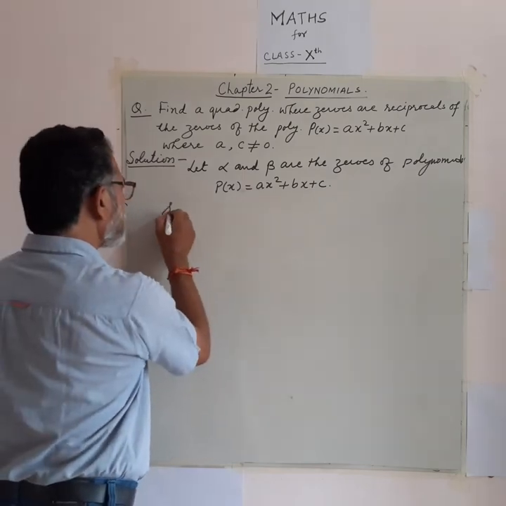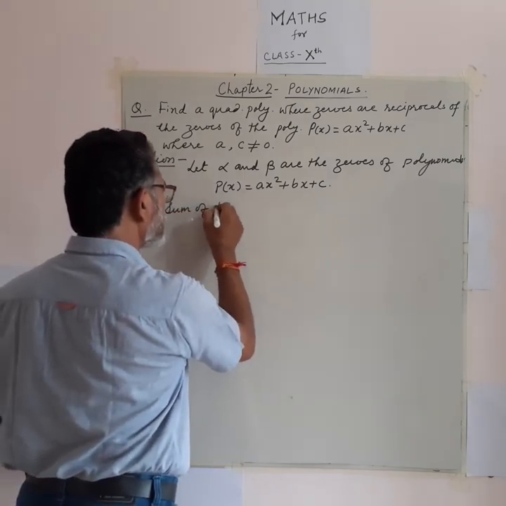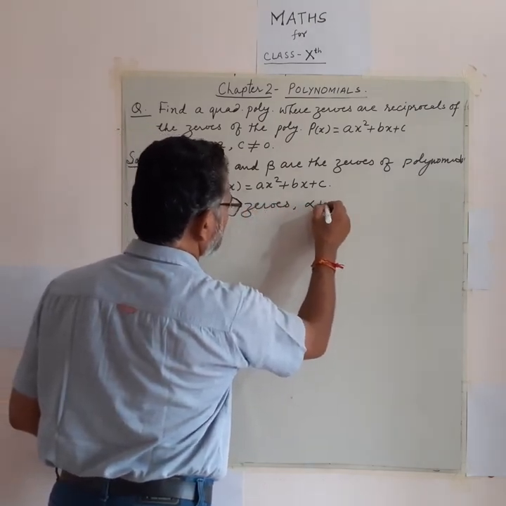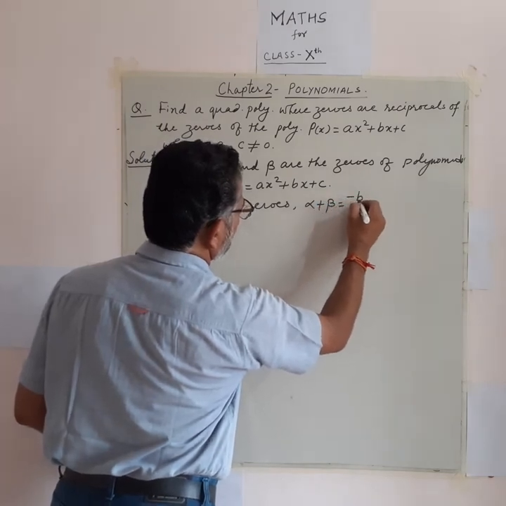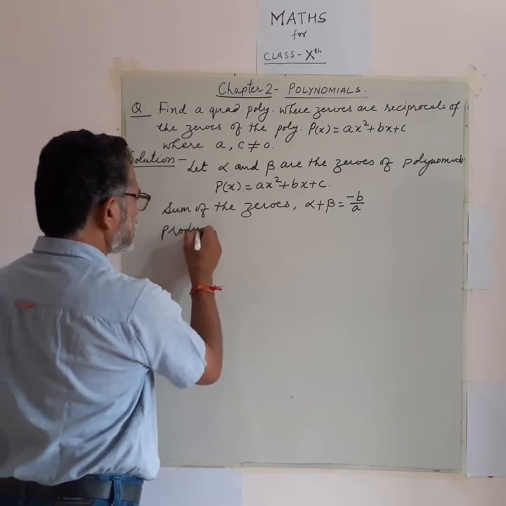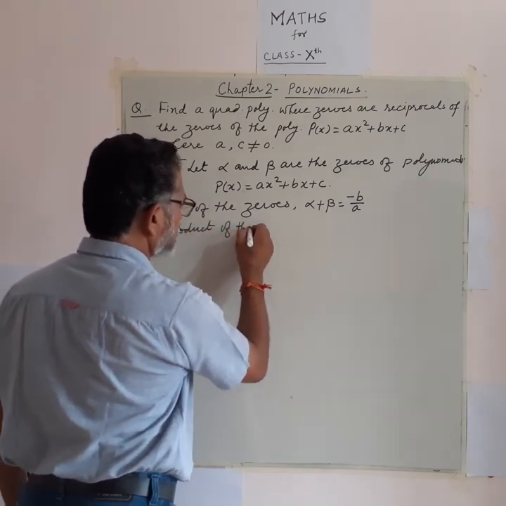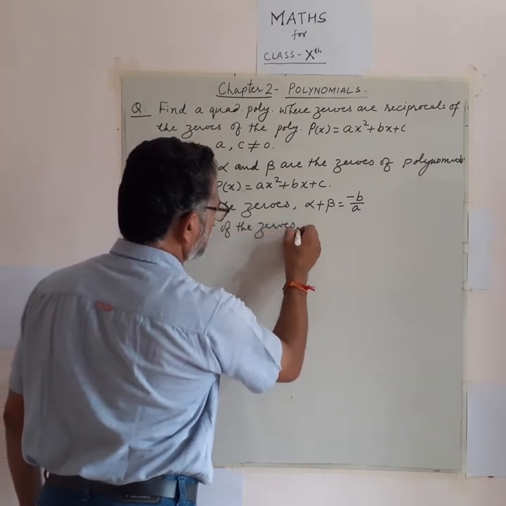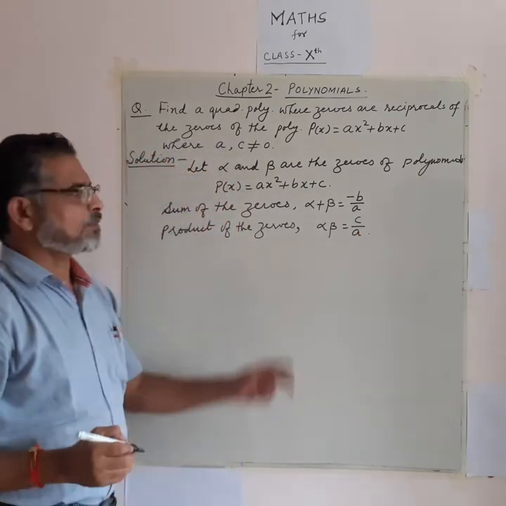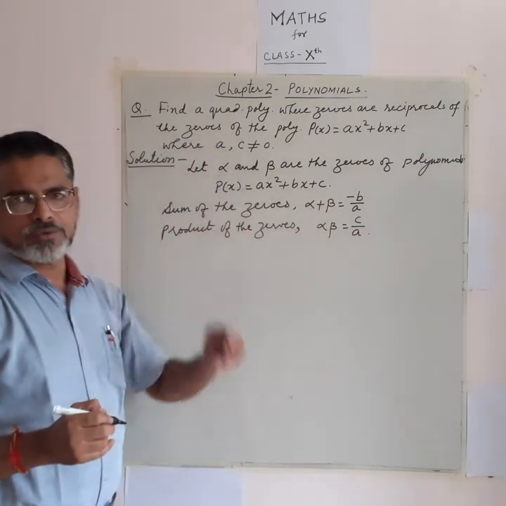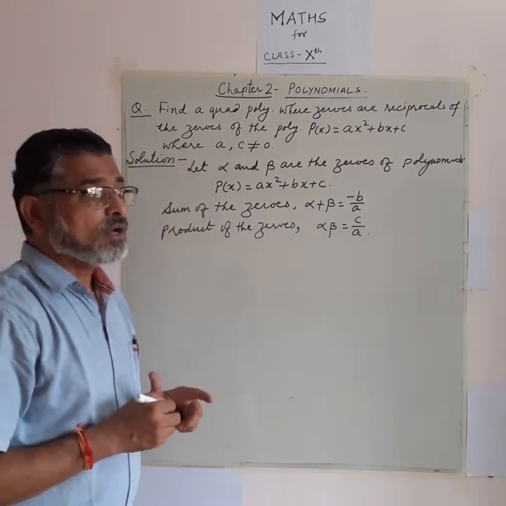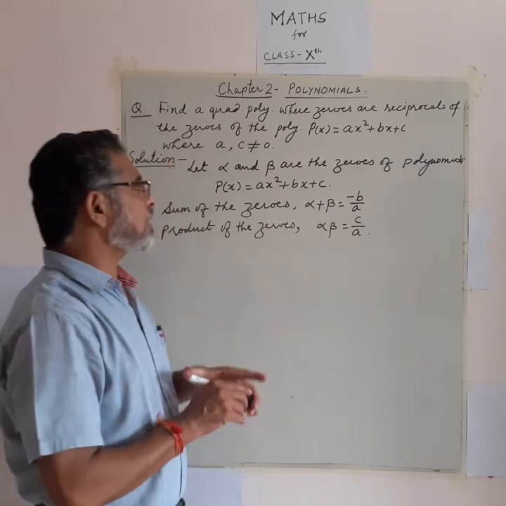So what will be the sum of zeros? So the sum of the zeros, that is alpha plus beta, will be minus b upon a, and the product of the zeros, that is alpha into beta, is c upon a. Sum of the zeros and product of the zeros are known. Now what is the new polynomial? We have to find a new polynomial whose zeros are the reciprocals of this.